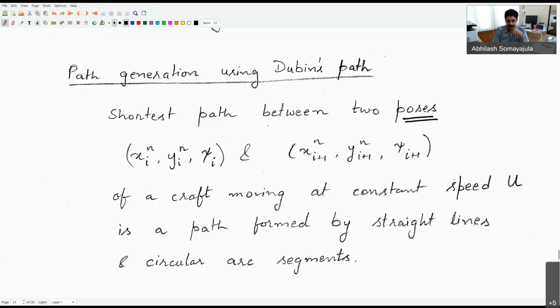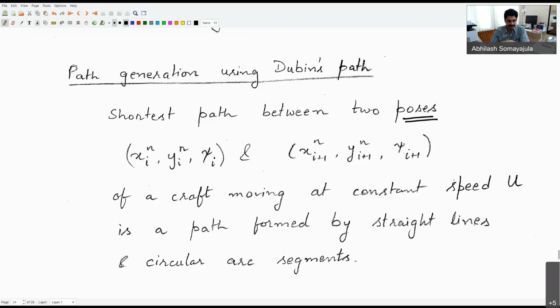Then the shortest path which connects these two orientations for a craft that is moving at a constant speed u, it can be shown mathematically that such a path would be formed by straight lines and circular arc segments. Okay, now we are not going to look at the so-called proof of this statement. This is a statement which has come from Dubins in 1957, and later on it was proved, probably decades later. They found the proof that yes, indeed, this leads to the shortest path.